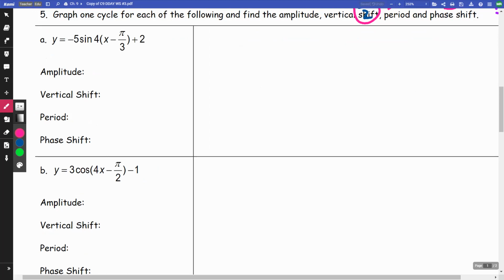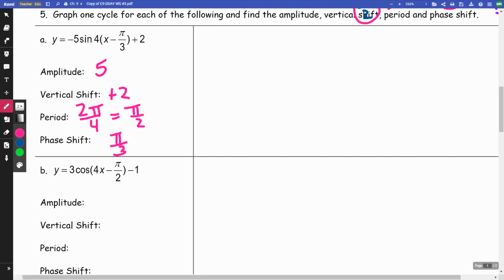So on the graph here, my amplitude is 5. My vertical shift is going to be a positive 2. We're going to go up 2. My period is going to be 2 pi over 4, which is pi halves. And my phase shift is pi 6.